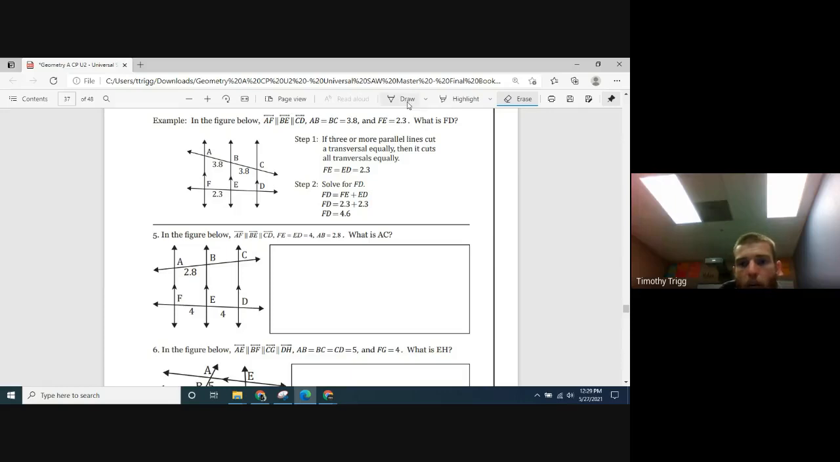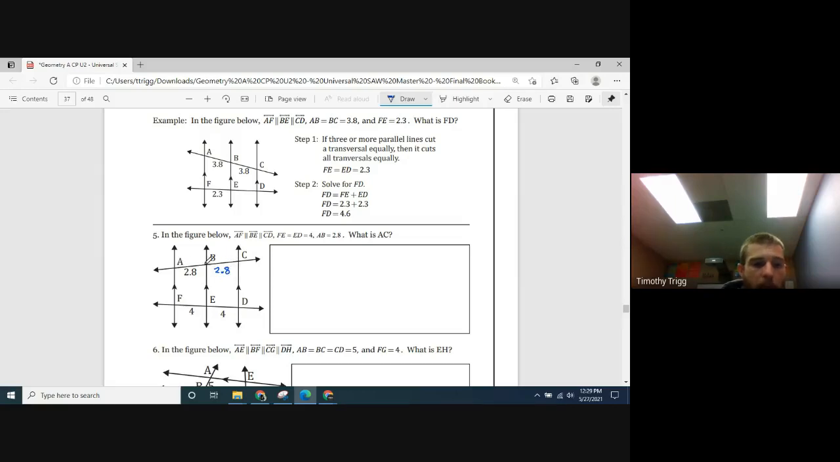Now it's asking, what is the distance from A to C? So it's asking, what is AC? So that's the distance from A to C. Well, we can already see the distance from A to B. The distance from A to B is 2.8. What will be the distance from B to C? Well, that'll be the same. Also 2.8.